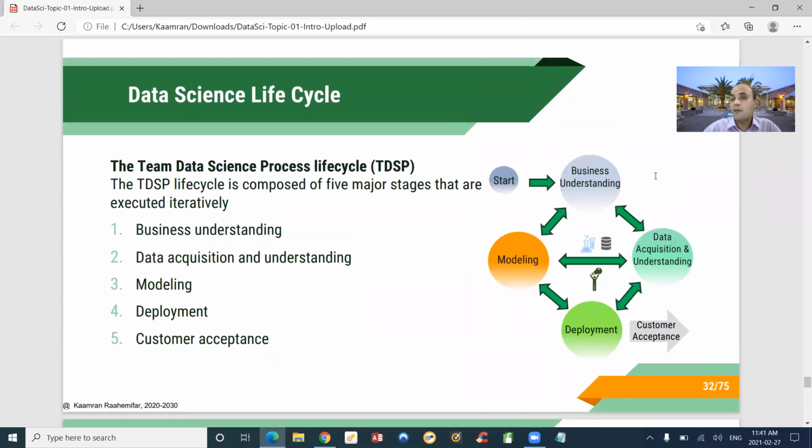There are different types of life cycles, such as the data science process life cycle, which is TDSP. Basically, you do have a business. This is related to the business environment where you are going to understand the business. Is it e-commerce? Is it finance? Is it transportation? Is it medical? Whatever it is, you are going to understand that. And then you are going to do data acquisition. Data acquisition means acquiring the data. The data has to come in, and then you need to understand what the data is.